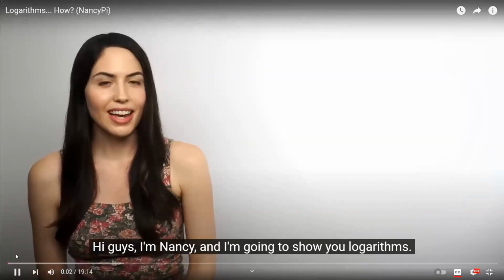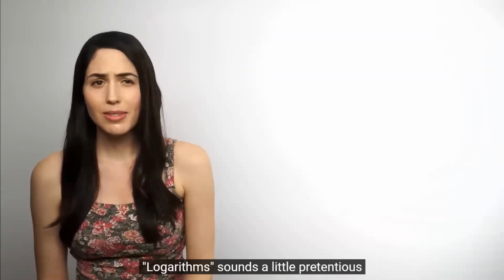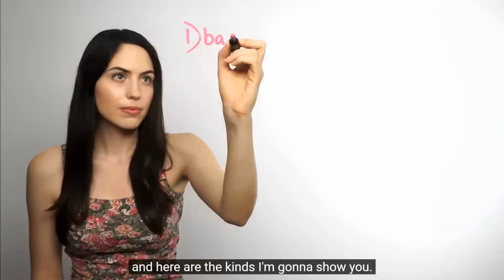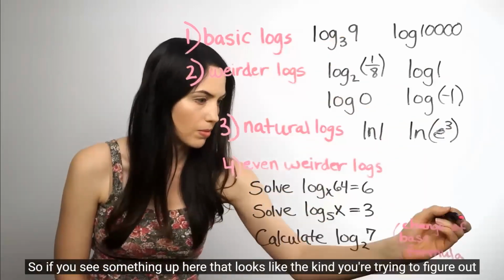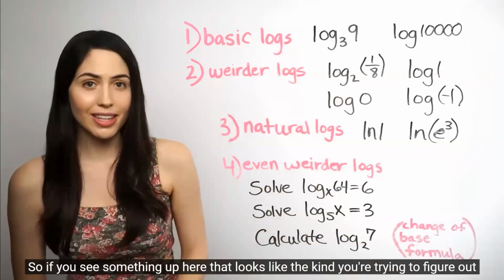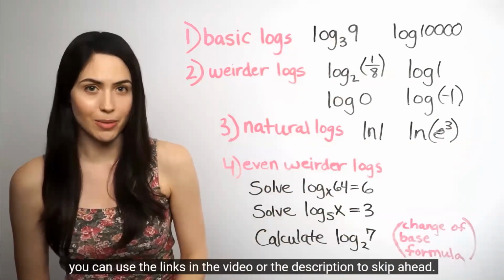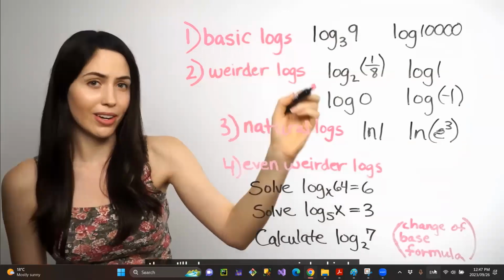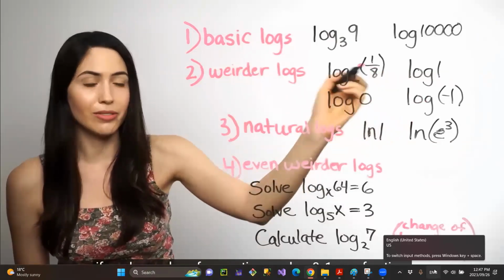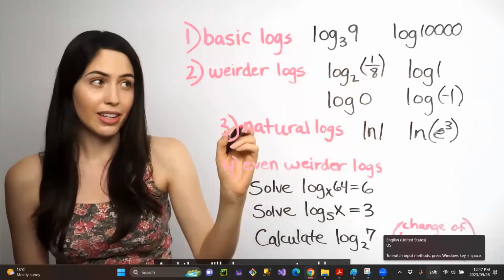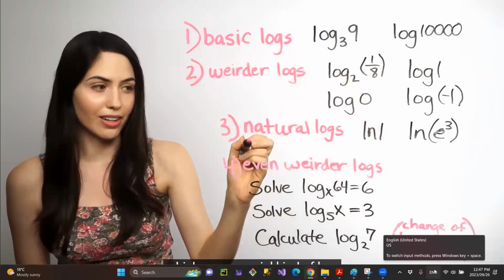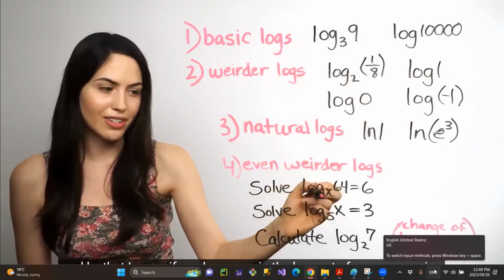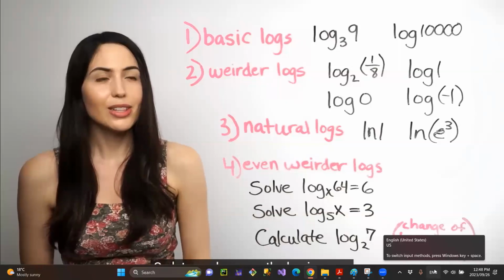Hi, guys. I'm Nancy, and I'm going to show you logarithms. Logarithms have a lot of syllables, so I'm just going to call them logs. And here are the times I'm going to show you. So if you see something up here that looks like the kind we're trying to figure out, you can use the links in the video or the description to skip ahead. So I'm going to show you first the basic kind of logs. I'll show you some weird kinds, with negative numbers, zero, or fractions. I remember hating the fraction thing. And I'll show you natural logs, which are a special kind of log. And finally, some even weirder logs, and by that I mean if you have an x in the log part of the expression, or if you have to use the change of base formula. So let me show you the basic ones.